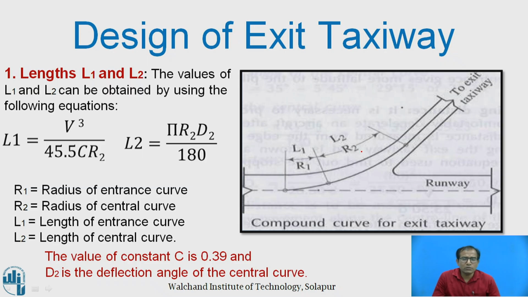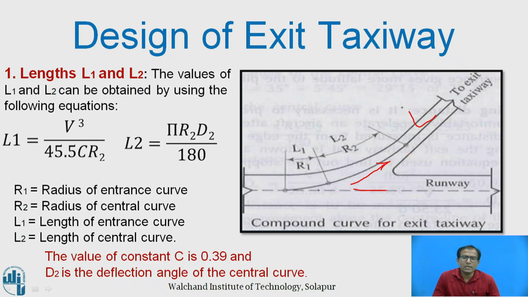So the equation for the length of the entrance curve is L1 equals V cubed upon 45.5 C into R2, and L2 is pi into R2 into D2 by 180, where R1 is the radius of the entrance curve, R2 is the radius of the central curve, L1 is the length of the entrance curve and L2 is the length of the central curve. Here the value of C is taken as 0.39 and D2 is the deflection angle of the central curve. So this is your taxiway, from which the aircraft is going to turn towards the apron area.